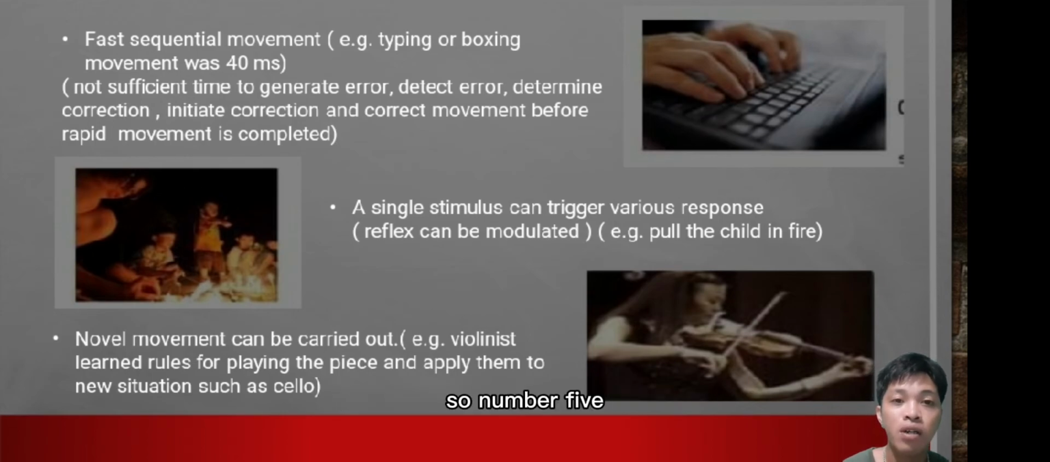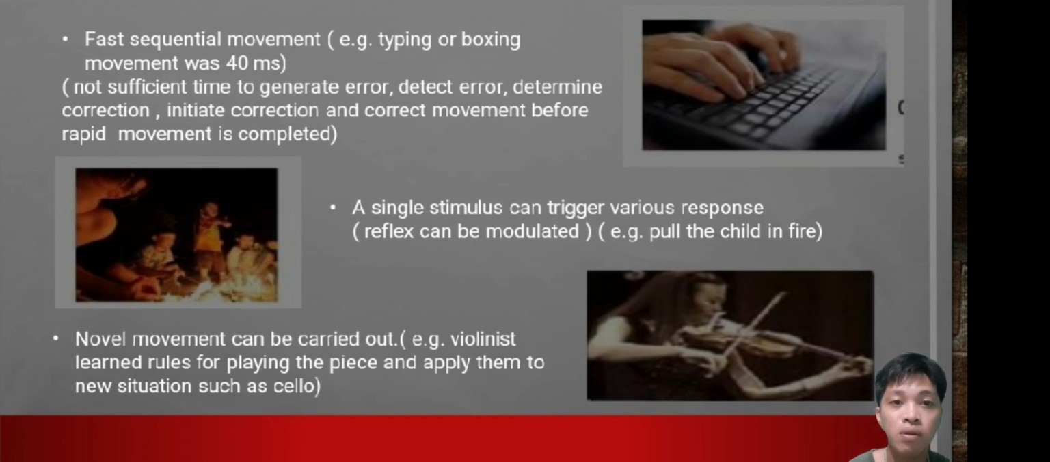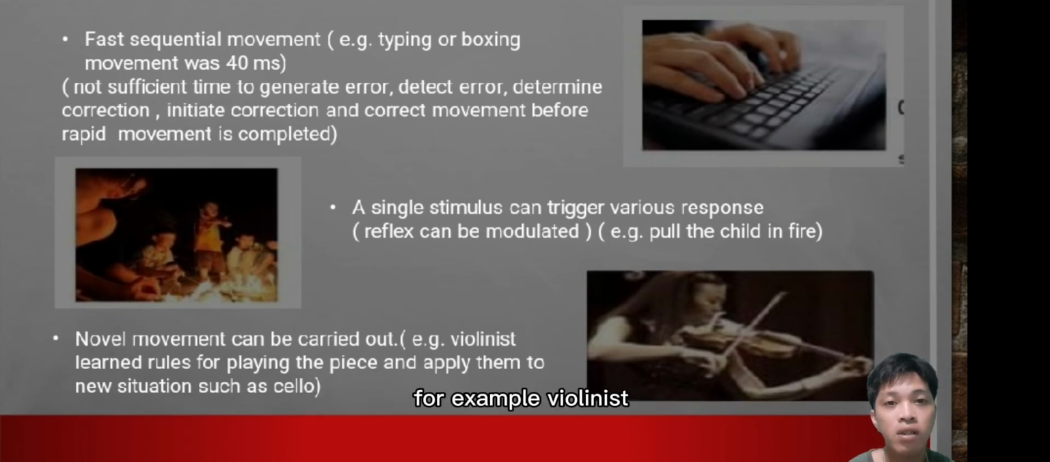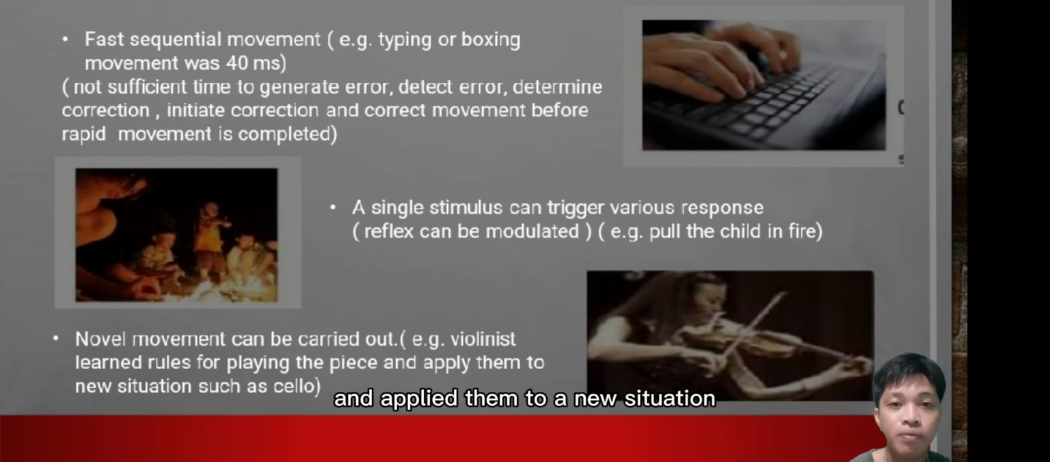So, number five, novel movements can be carried out as a novel movement put together a combination of stimuli and responses. For example, violinists learned rules for playing the piece and applied them to a new situation.